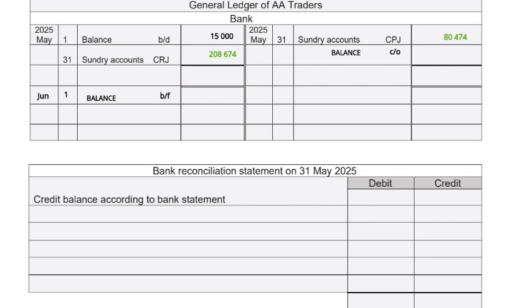So if we add up the debit side of our bank account, we get 223,674 as a total. We know the credit side must also equal 223,674. So the difference on the credit side is 143,200, and that is the balance that we will bring forward on the 1st of June, 143,200. The last thing that we now need to do is a new statement called a bank reconciliation statement.